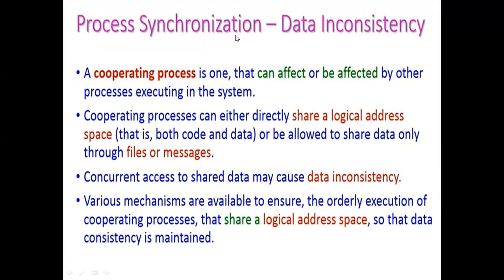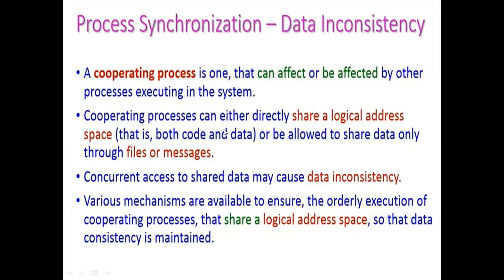So in process synchronization, we have the data inconsistency problem. We'll see how the data inconsistency occurs. Okay. So a cooperative process is one that can affect the other process execution, or a process that can be affected by other processes executing in the system is called a cooperative process.